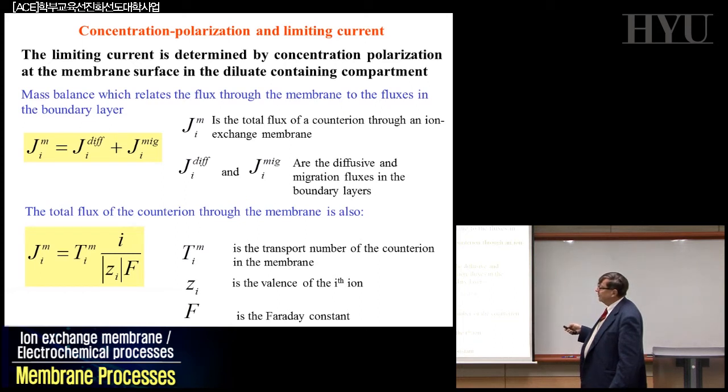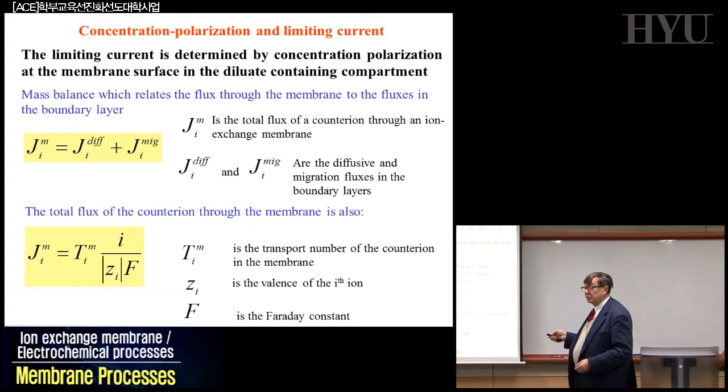You have a mass balance that you have to consider in your system, in which the flux of your ions in the membranes is given by the diffusion of these ions in the solution, related to the concentration gradient, and to the migration of the same ions in the solution, related to the electrostatic field that is moving positive to the negative compartment, negative to the positive compartment. So you have diffusion and migration. And the addition of these two terms is the flux in the membrane surface.